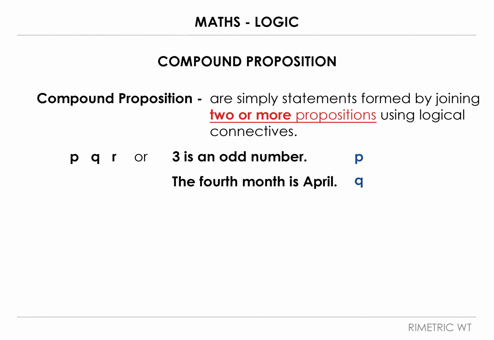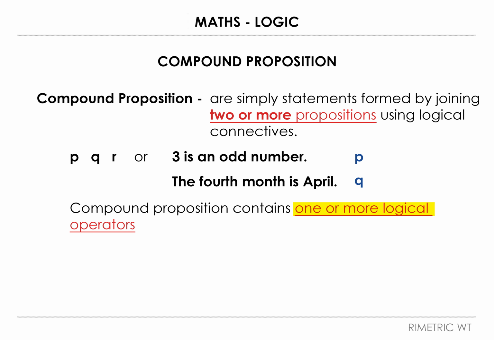In formal symbolic logic, a proposition is compound if it contains one or more logical operators. For example, negation of P is a compound proposition. Even though it uses a single proposition, the presence of a logical connective, negation, will make it compound. Now let's see some examples.